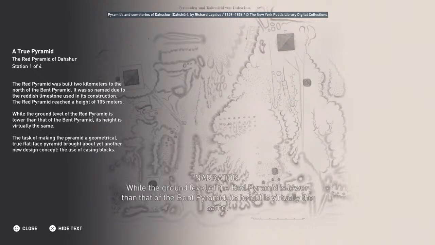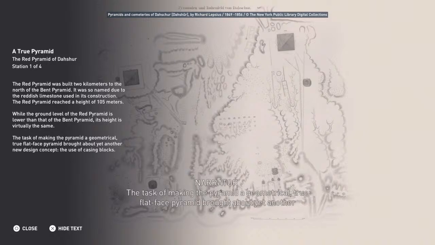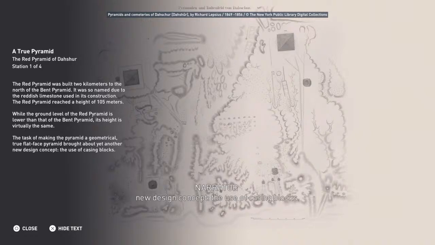While the ground level of the Red Pyramid is lower than that of the Bent Pyramid, its height is virtually the same. The task of making the pyramid a geometrical, true flat-face pyramid brought about yet another new design concept, the use of casing blocks.